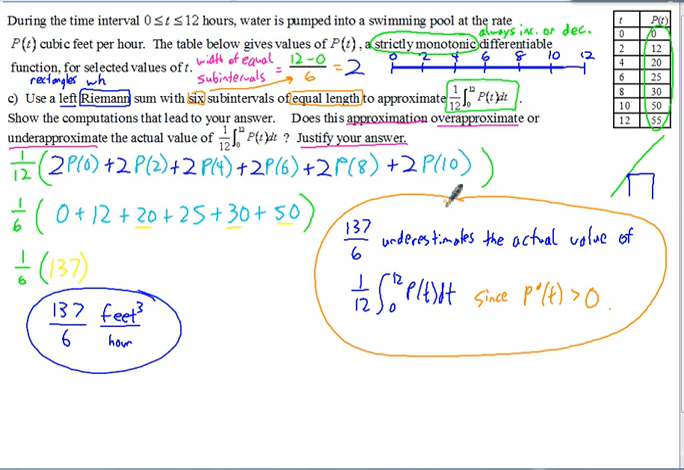And that concludes the notes for AP Calculus on approximating definite integrals using the Riemann sums and trapezoidal sums.